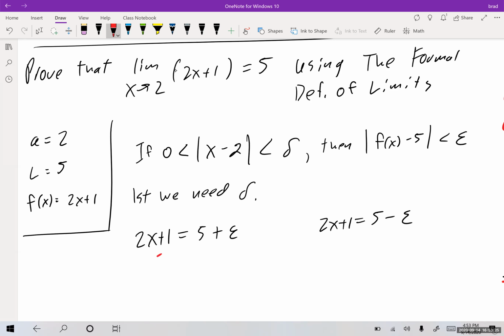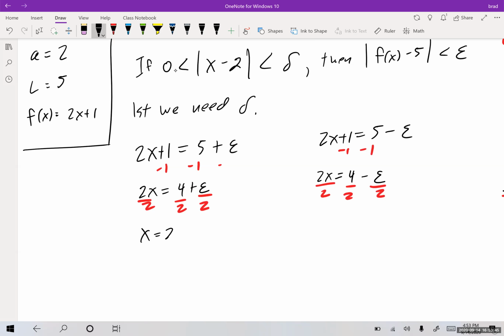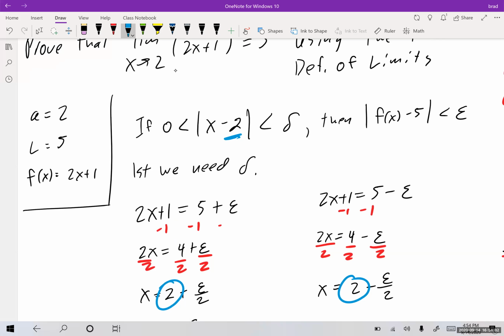So I'm going to solve once again, minus 1 on each side. So we get 2x equals 4 plus epsilon, 2x equals 4 minus epsilon. Divide by 2. Okay, so we got that. So now this becomes x equals 2 plus epsilon over 2, and this becomes x equals 2 minus epsilon over 2. So we can see obviously that delta is worth epsilon over 2. Now again, it's not a coincidence. You notice that here I got a 2, and this is a 2. That's not a coincidence, right? That's what we're working with here, okay?